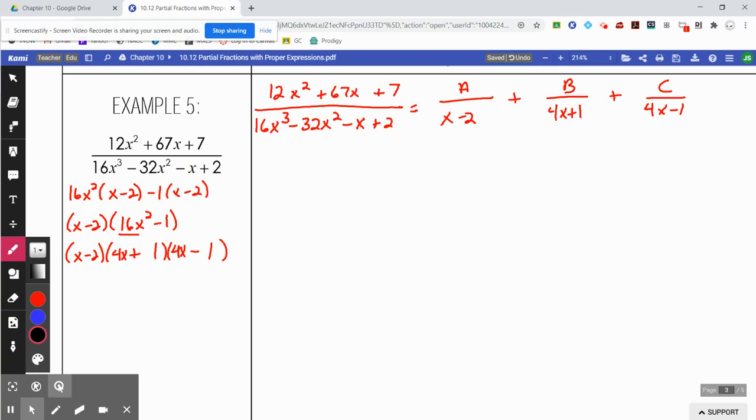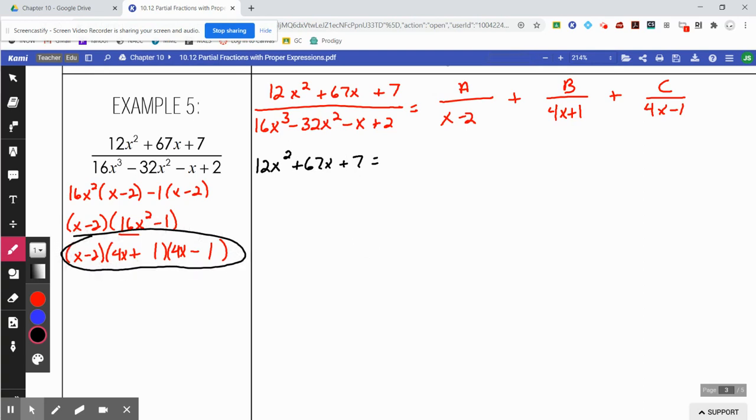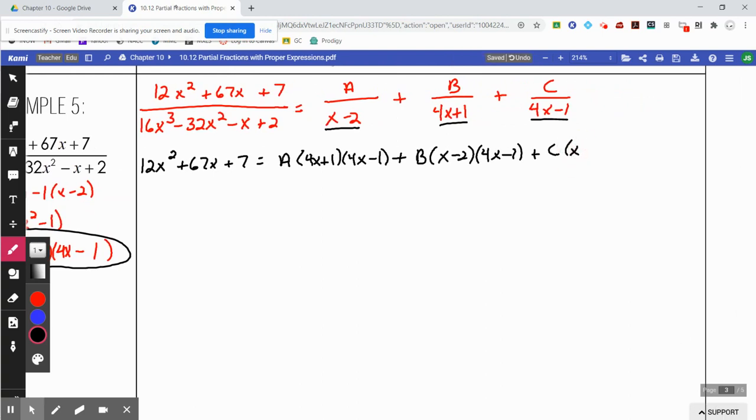Okay, next up, let's go through and multiply everything by its common denominator. So you're going to be left with just the top here, 12x squared plus 67x plus 7. And again, right here is your common denominator. When you multiply this times the common denominator, x minus 2's are canceling. Leaves you with the a, the 4x plus 1, and the 4x minus 1. Plus, when you multiply this, the 4x plus 1's cancel and leaves you with the x minus 2 and the 4x minus 1. Plus, when you multiply this, the 4x minus 1's cancel and leaves you with an x minus 2 and a 4x plus 1.